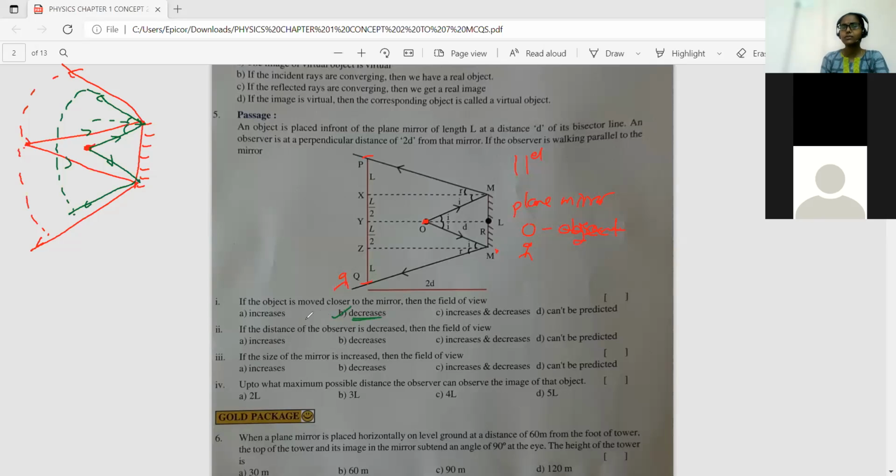Okay, children. The first question's answer is option B. The question is: if the object is moved closer to the mirror, the field of view will decrease. Right?